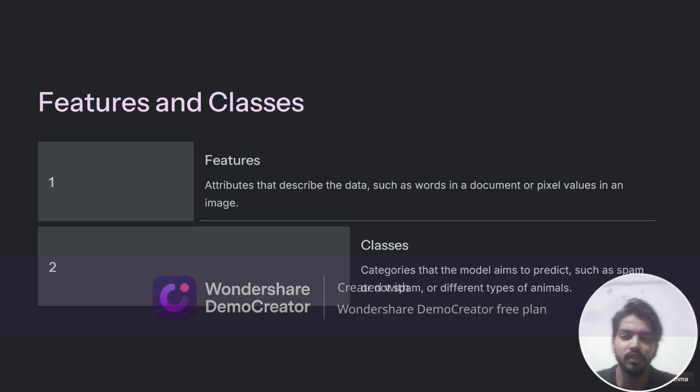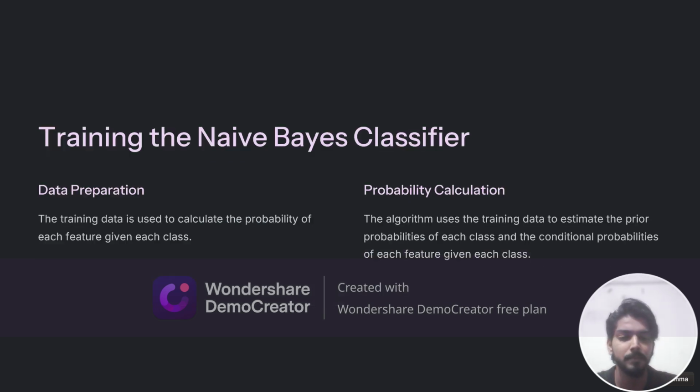Features and classes. Features are the attributes that describe the data, such as words in a document or pixel values in an image. Classes are the categories that the model aims to predict, such as spam or not spam, or different types of animals.